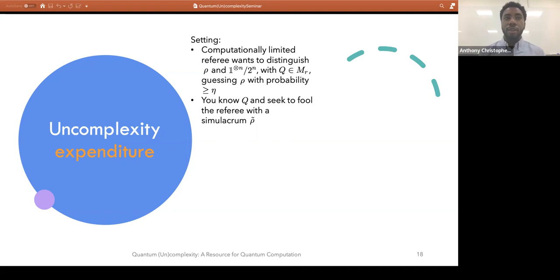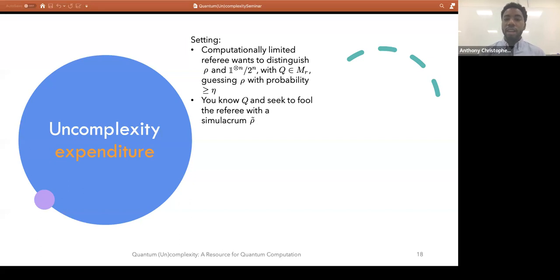So how do we determine if we succeeded? Well, in our setting, we have a computationally limited referee who wants to distinguish between rho and the maximally mixed state. The referee is able to do this with a measurement operator Q, which is in a set M sub R, and I'll define that in a moment. The referee wants to guess rho with probability greater than or equal to eta, where eta is some parameter between 0 and 1.